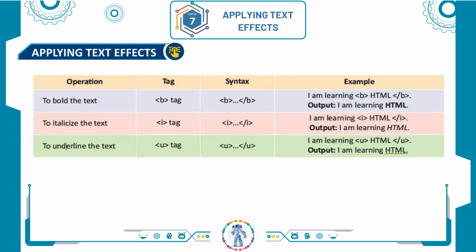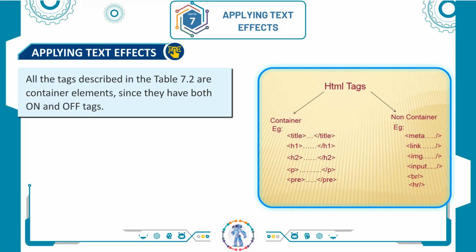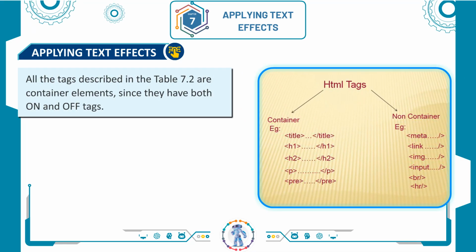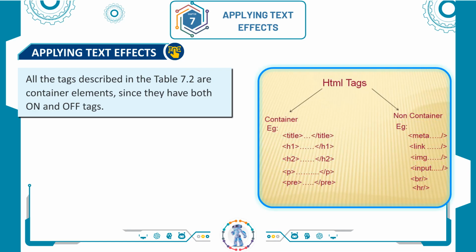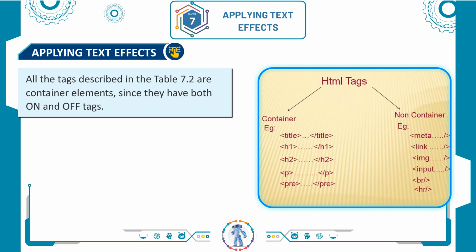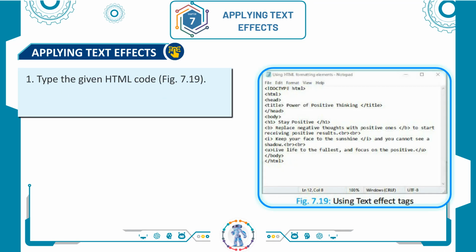To underline the text, use the <U> tag: <U>I am learning</U> HTML. The output is: I am learning HTML. All the tags described in Table 7.2 are container elements since they have both on and off tags.